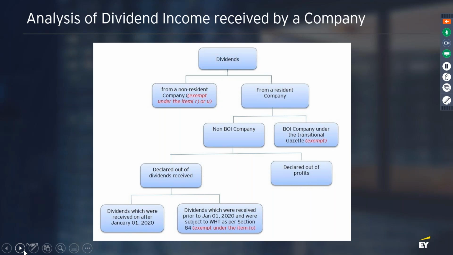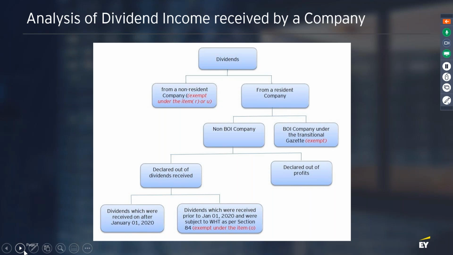So the first step would be to identify the residency status of the company declaring such dividend, right? Then we have decided the dividend received from a non-resident company as exempt in this graph. Now we are left with the dividend component received from a resident company. Then we need to find out whether such a resident company is a BOI company or a non-BOI company. If I explain further, a BOI company is a company which generally gets tax exemptions or tax holidays based on the investment criteria, right? Subject to the conditions given in the agreement, the profits or income of such a company is generally exempt for a certain period. That depends on the provisions in the agreement.